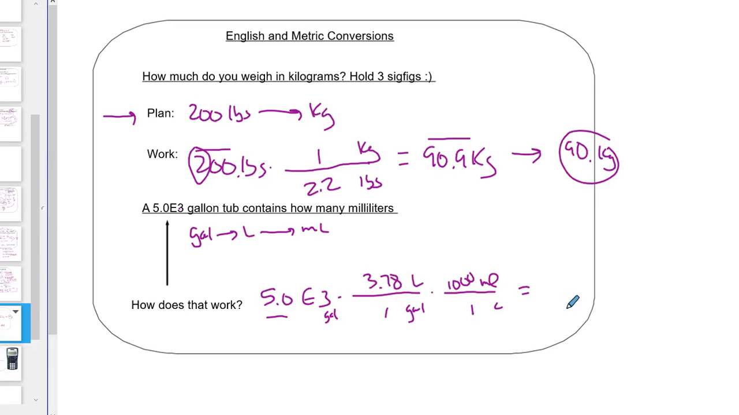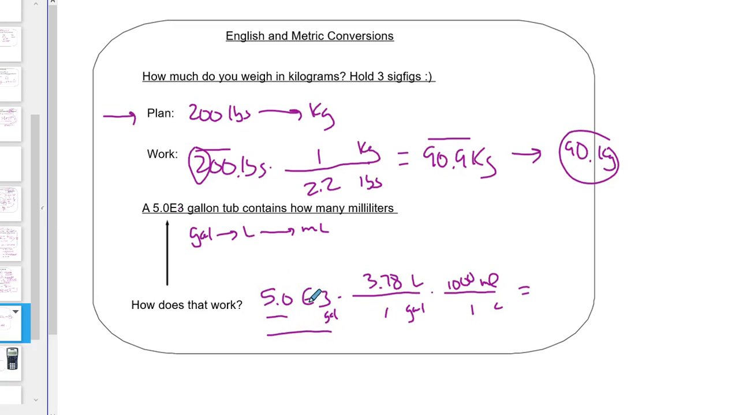Let's calculate this out. 5.0 e to the third. Okay. Now the next slide I'm going to talk about a little bit closer to how we got this, or how we use that, scientific notation. But some people are better at that than others.